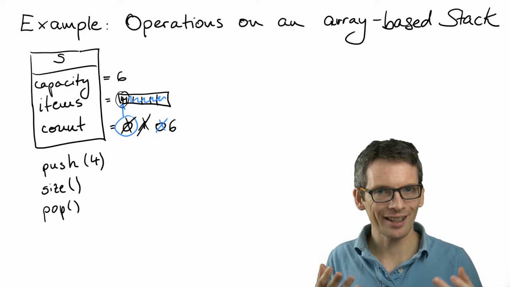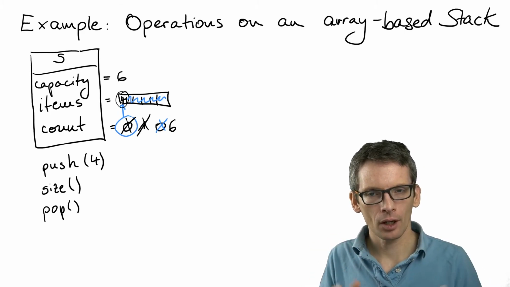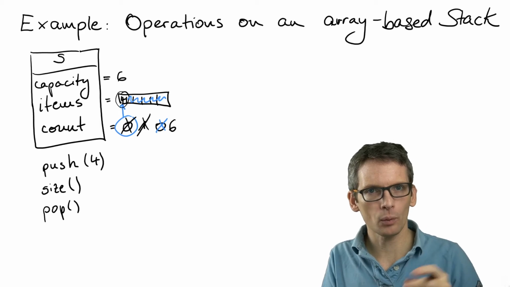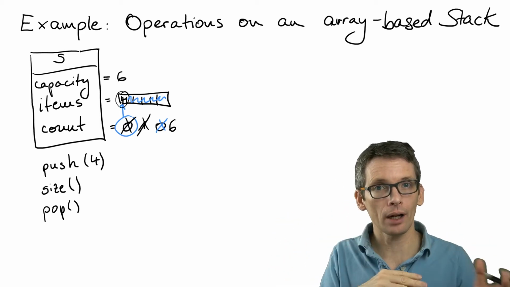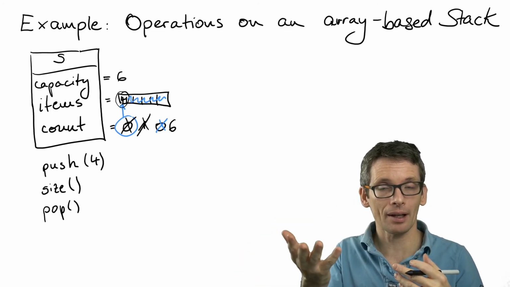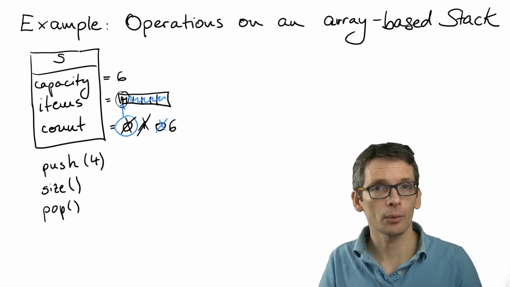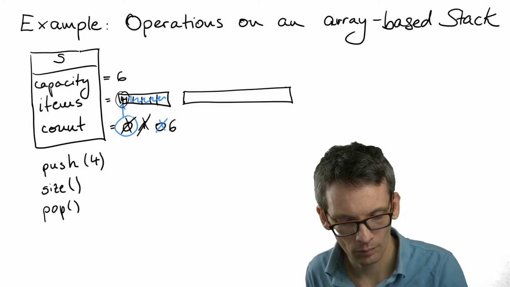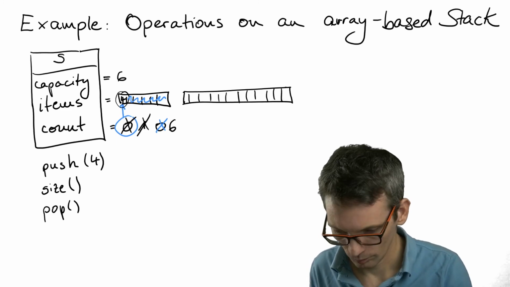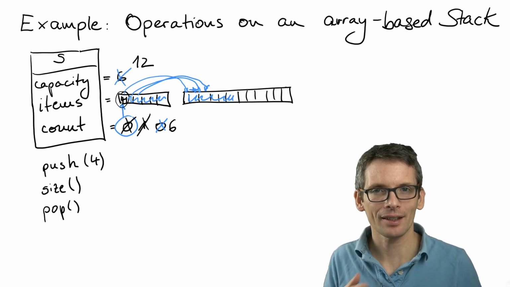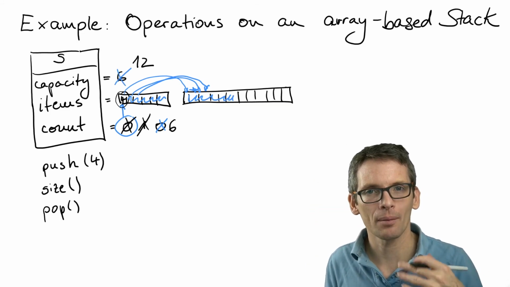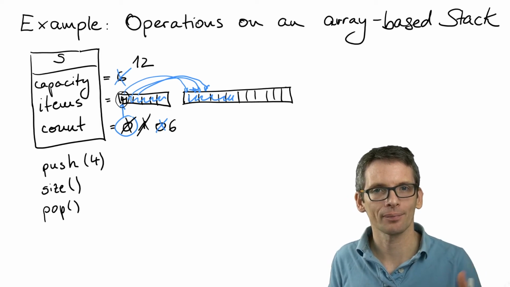The solution to this is to use dynamic arrays. So when we now want to insert a new element, we simply replace the array of size 6 by an array of size 12, copy the elements over, also increase the capacity to 12, and then we can push. And that, in short, is how we implement stacks using arrays. Thanks for watching.